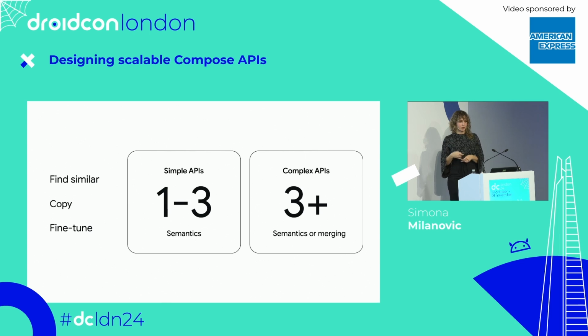If you need some sort of guidance when you're developing a component, you can compare your API to an existing one, find the one that's most alike, copy its semantics implementation to start with, and then start fine-tuning it step by step so that it matches your own use case.